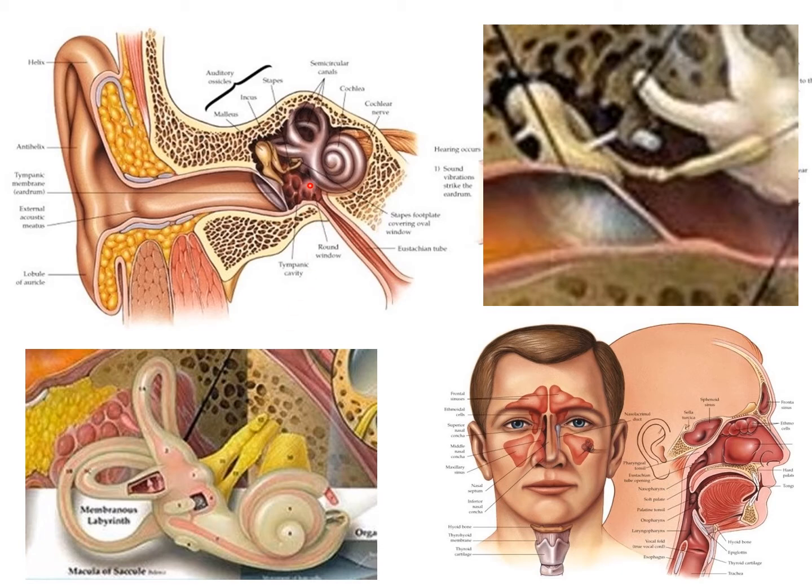The middle ear is connected to the nose by means of the eustachian tube. The eustachian tube equalizes the pressure between the middle ear and the nose.